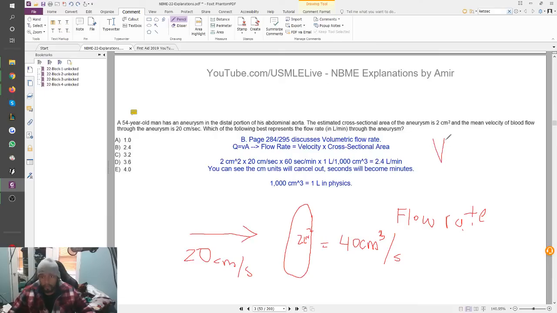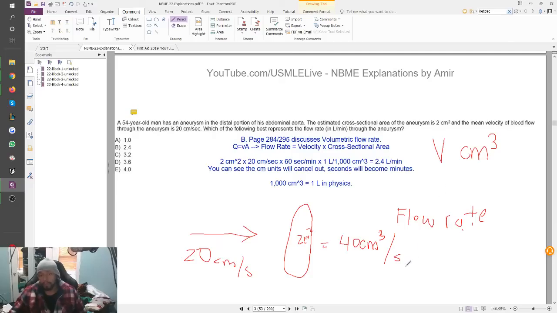For volume, you need centimeters, or whatever unit it is, cubed. Okay, so 2 centimeters squared was this area. 20 centimeters per second was the flow that they gave you, the velocity of the blood flow. You multiply that, you get 40 centimeters cubed per second. And now you're kind of stuck because you have to remember how to convert this into liters per minute.